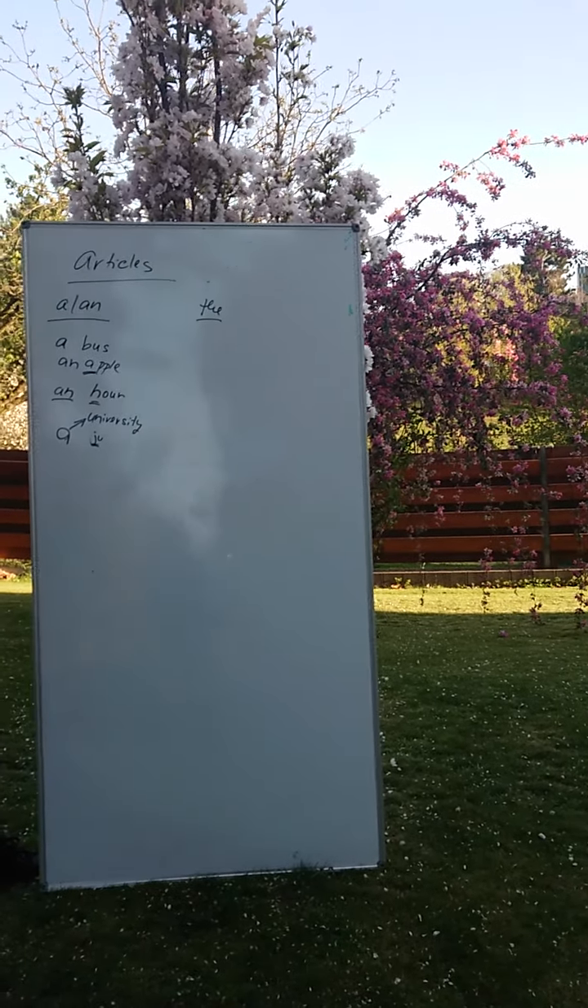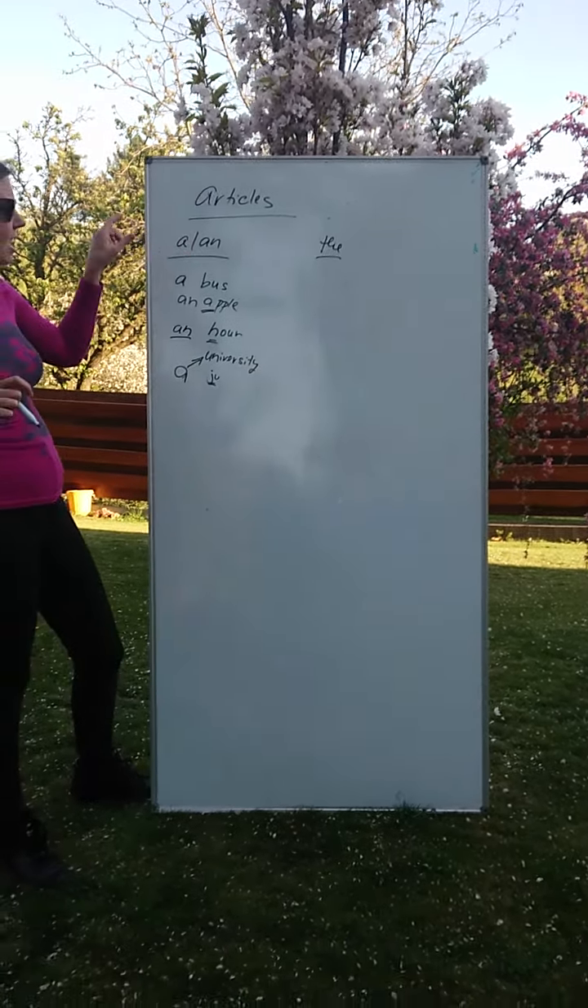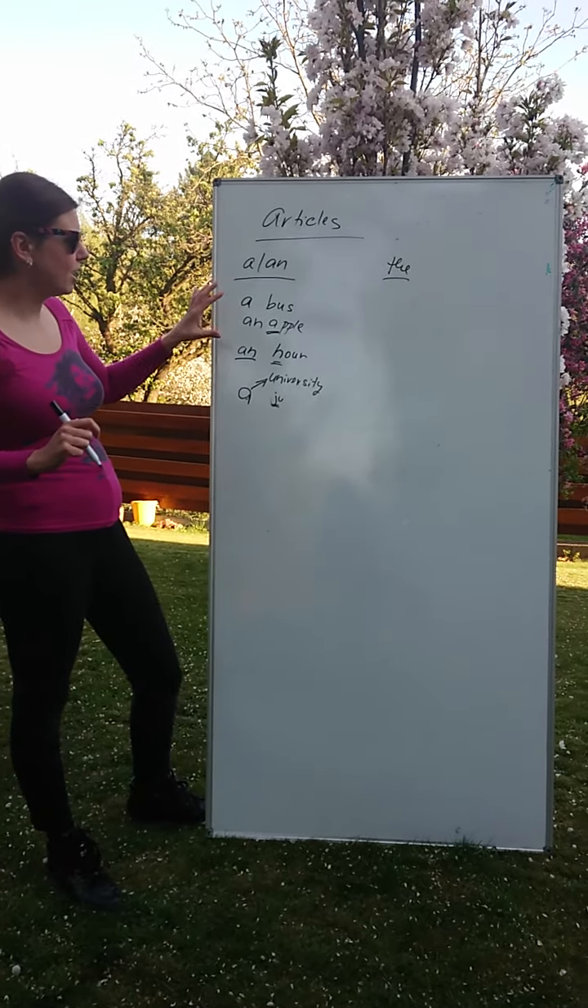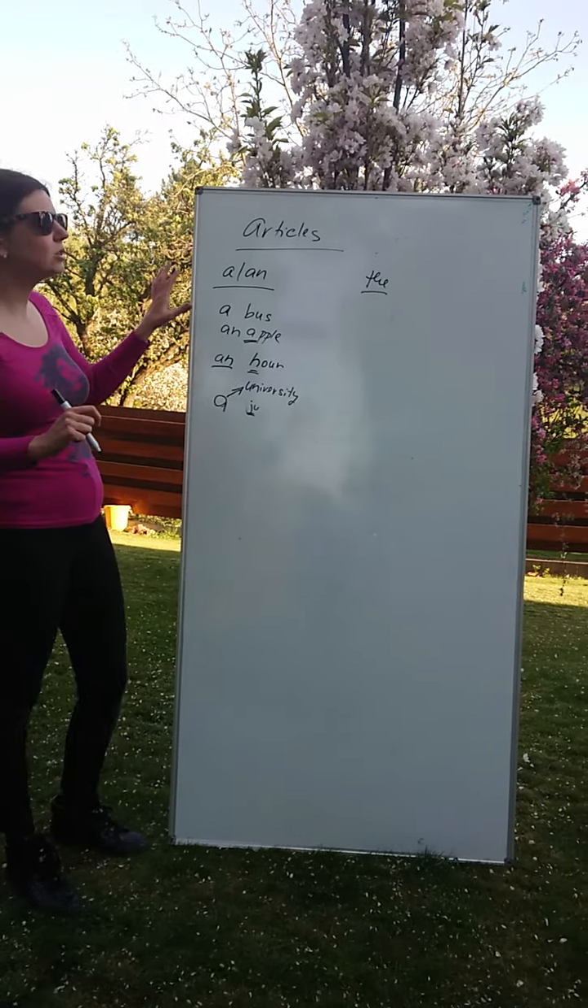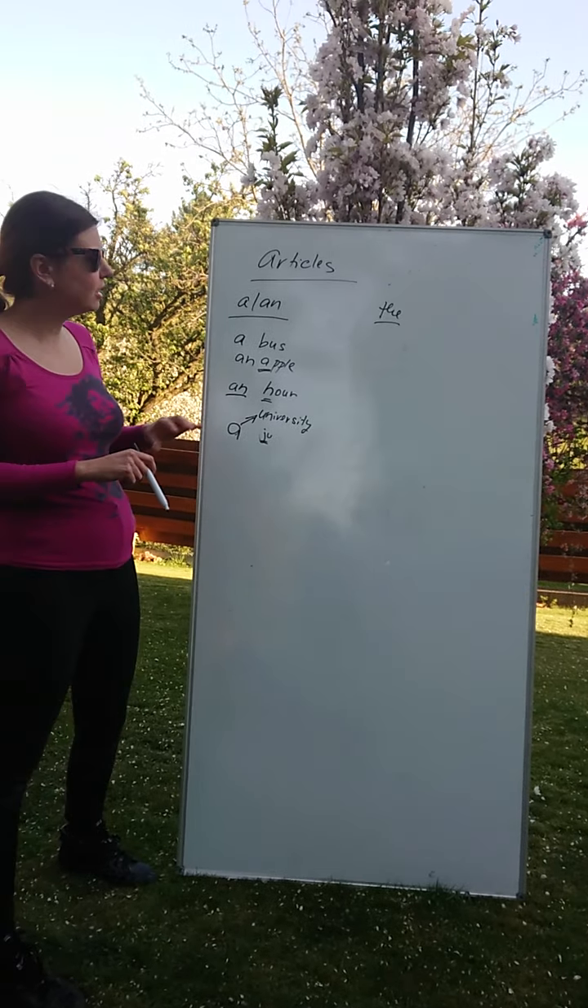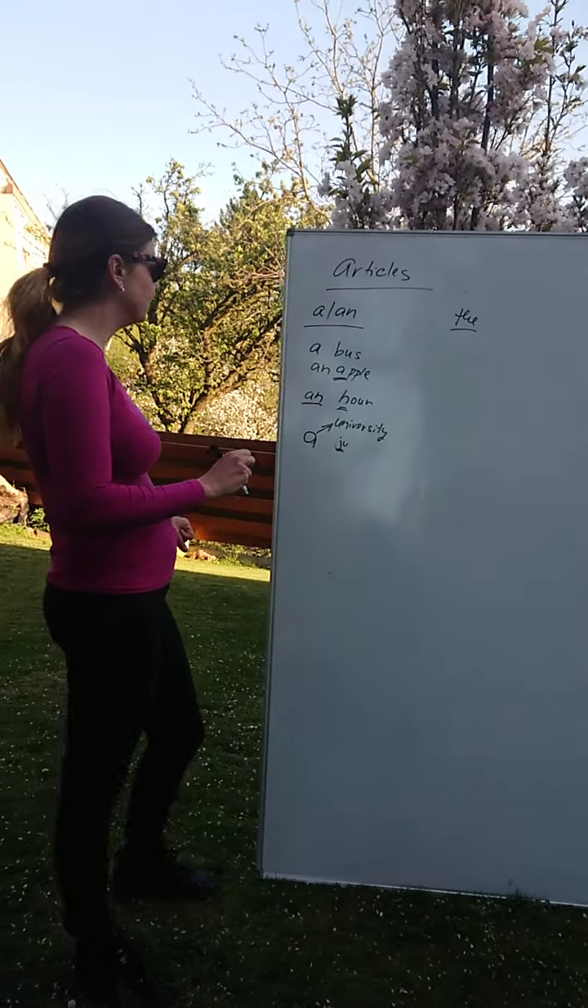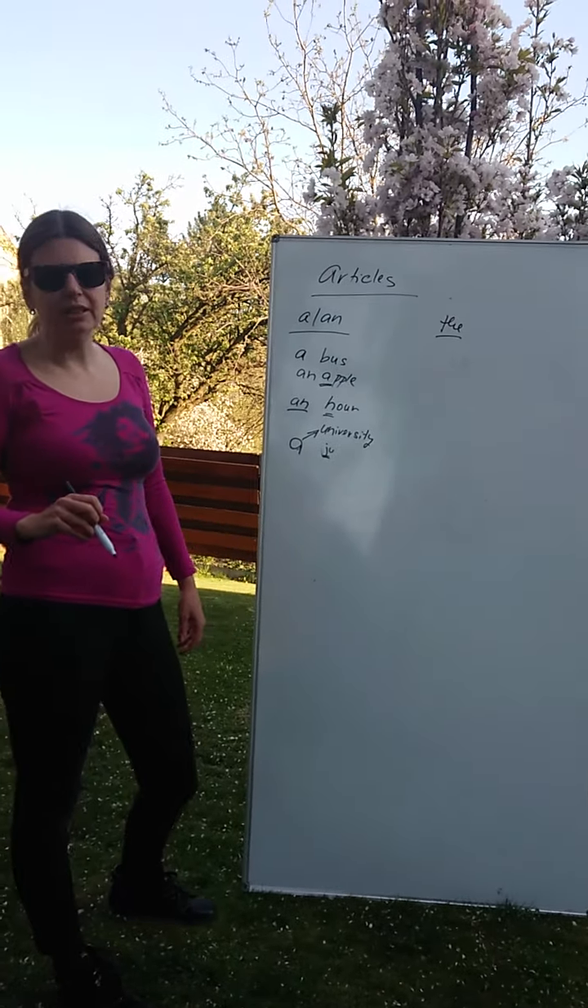So to sum it up, a or an is connected with the pronounced beginning of the word, not with the written one. But this is just about the forms of the definite and indefinite article, which are a, an, and the. But what is much more important is when we use articles.